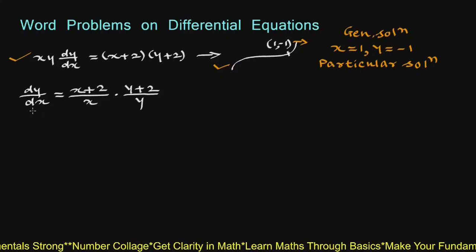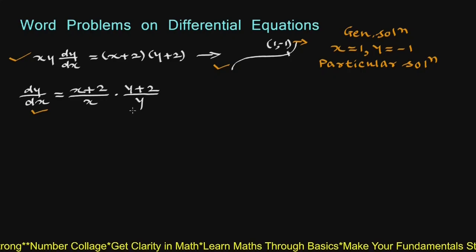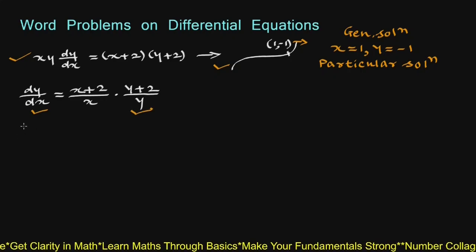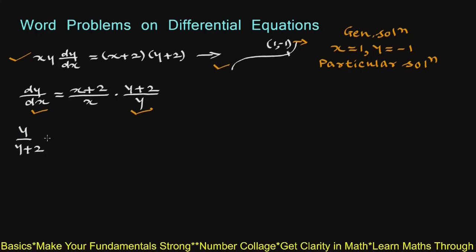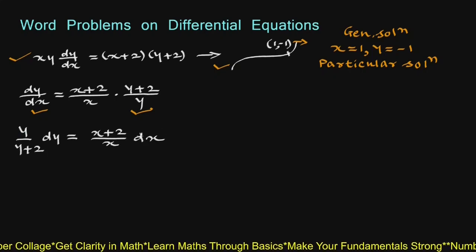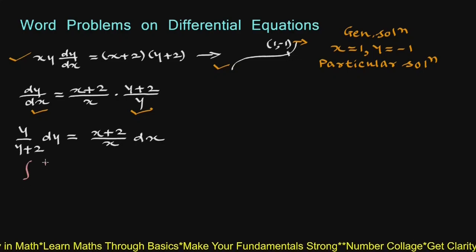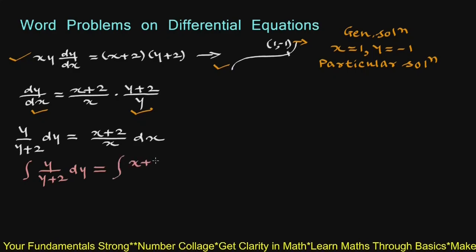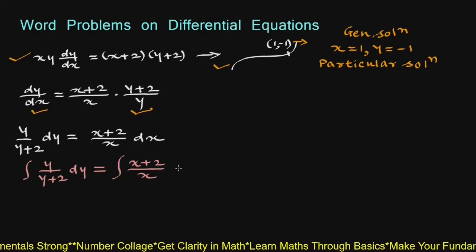We will multiply by dx and divide by y plus 2 upon y. So in the next step, it will be y upon y plus 2 dy equals x plus 2 upon x dx. Now we will integrate. Integral y upon y plus 2 dy equals integral x plus 2 upon x dx.